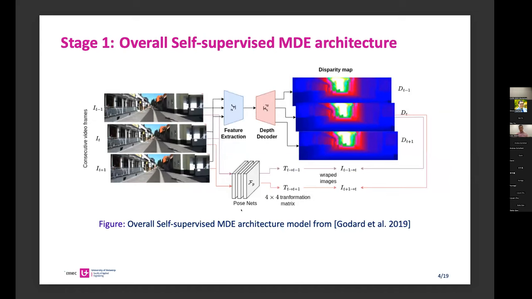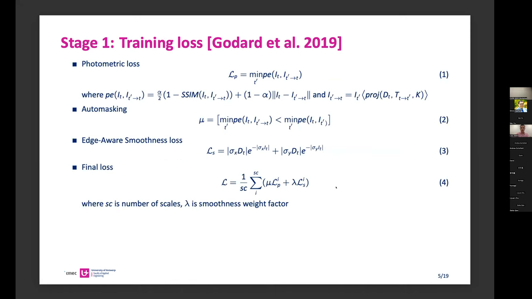We base our work on the model proposed by Godard, which consists of three main components. The depth encoder extracts features from the input image. The depth decoder predicts the depth map from the features, and the pose network predicts the transformation. Due to the lack of ground truth for training, the model reconstructs the target image from the depth and the transformation, and then compares it with the original to compute the photometric loss for training.